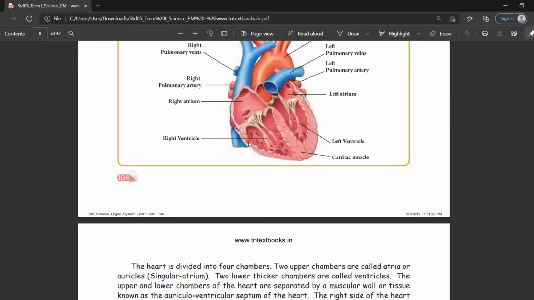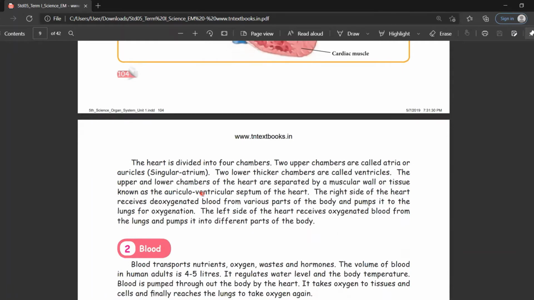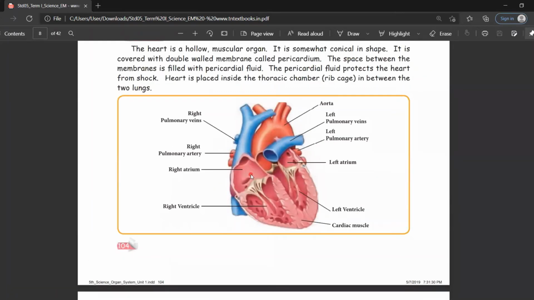Okay, the upper and lower chambers of the heart are separated by a muscular wall or tissue known as the auriculoventricular septum of the heart. Okay children, so let's see where is the auriculoventricular septum. So this is the upper chamber and this is the lower chamber. It is separated by auriculoventricular septum.